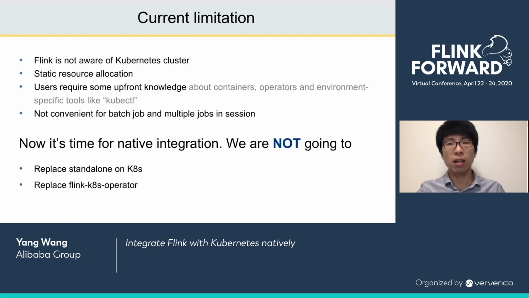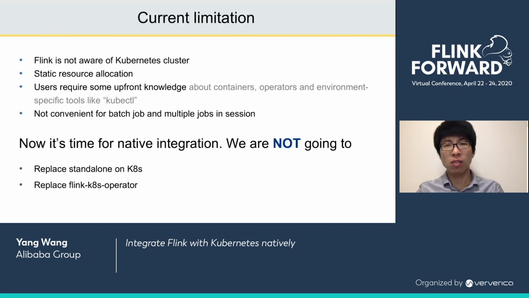The second is static resource allocation. Kubernetes will always retain a specified number of task managers running, no matter whether there are jobs running or not. The third is that users require some upfront knowledge about containers, operators, or some environment-specific tools like kubectl, because it is very important for them to get started.